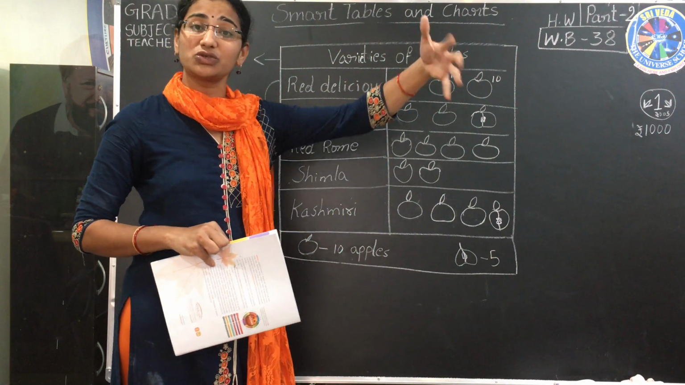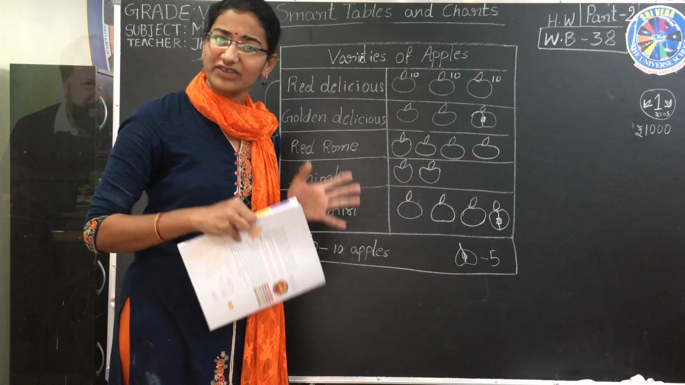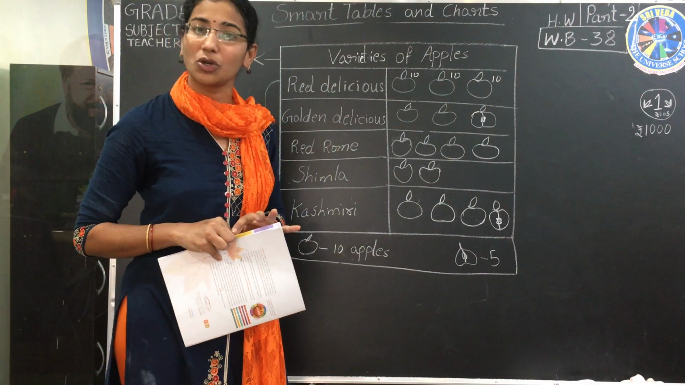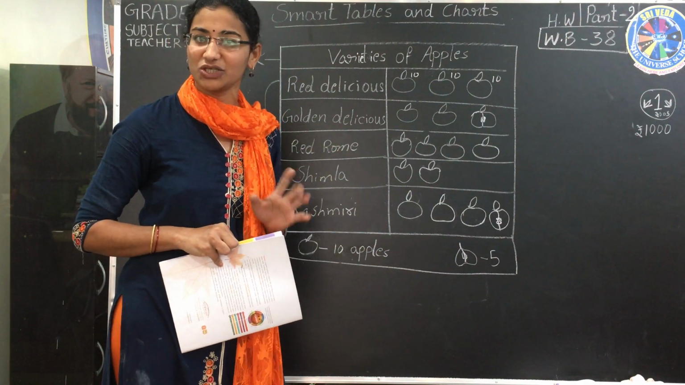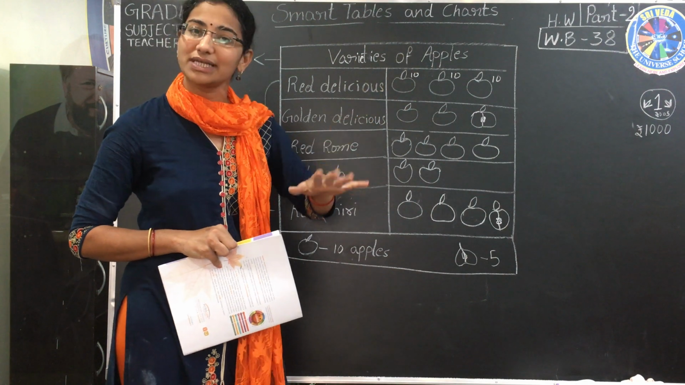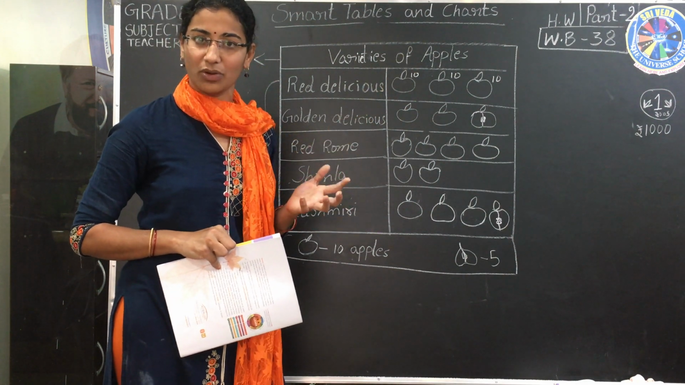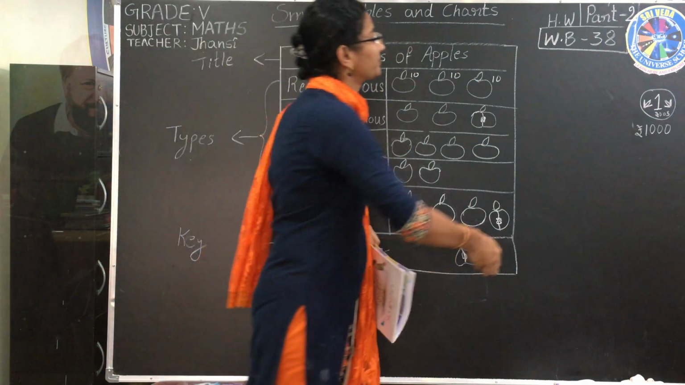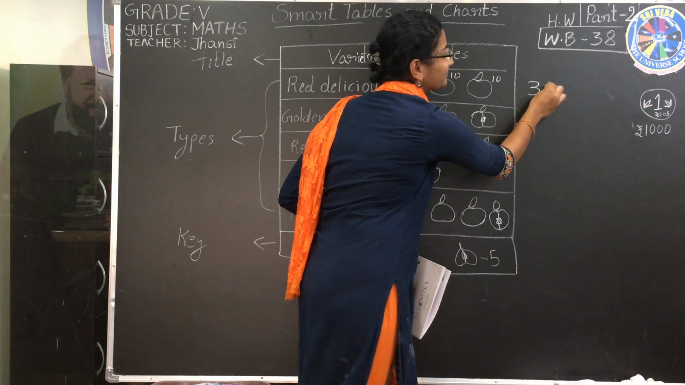For example, 10, 12, 15 apples. How will you do it? Will you add 10 plus 10 plus 10, 15 times? No, multiplication. 10 into 15. 10 into 3, 3 into 10, whatever it may be. Okay, so here 30.